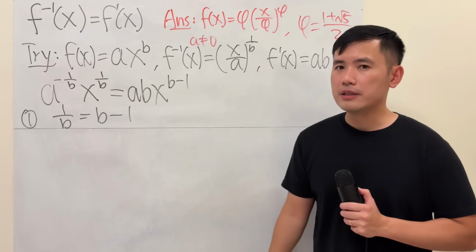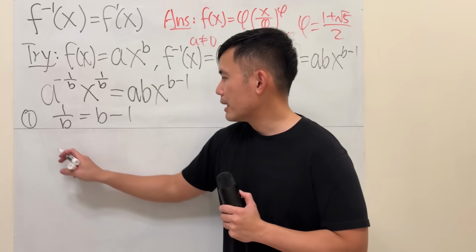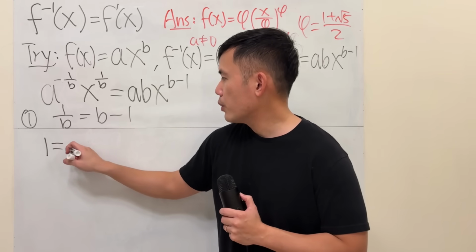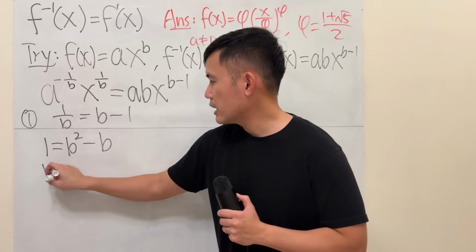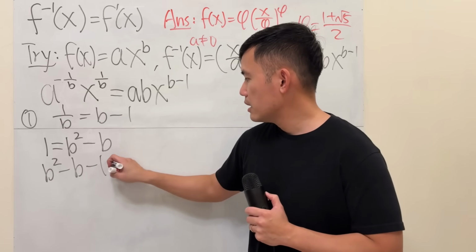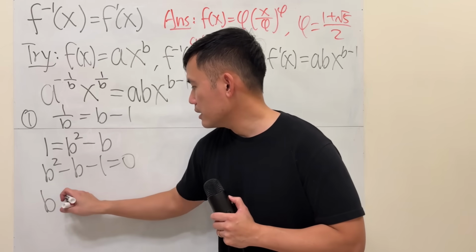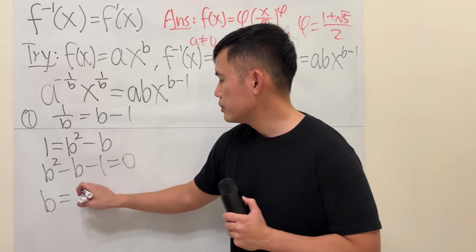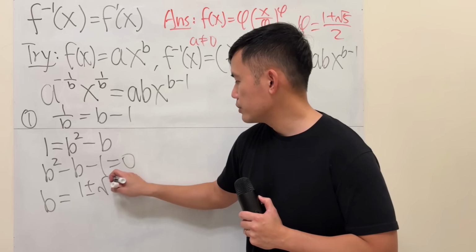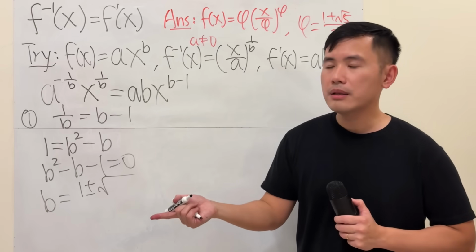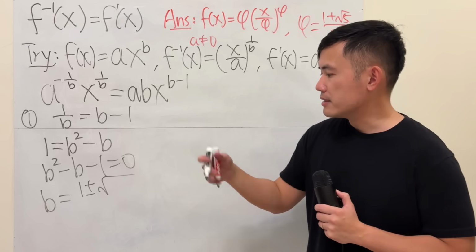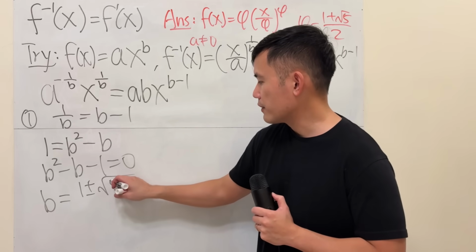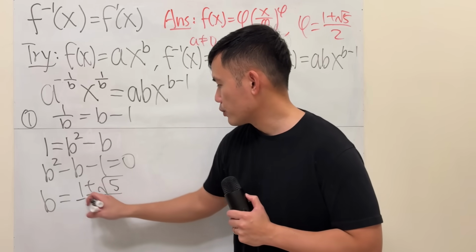And now we can solve this pretty easily. Multiply everybody by b, so this is 1 equals b squared minus b. Subtract 1 from both sides, and then use the quadratic formula. Negative negative 1, which is 1, plus or minus the square root of negative 1 squared, which is 1, minus 4 times 1 and negative 1, so 1 minus negative 4, which is 1 plus 4, which is 5, all over 2 times 1.